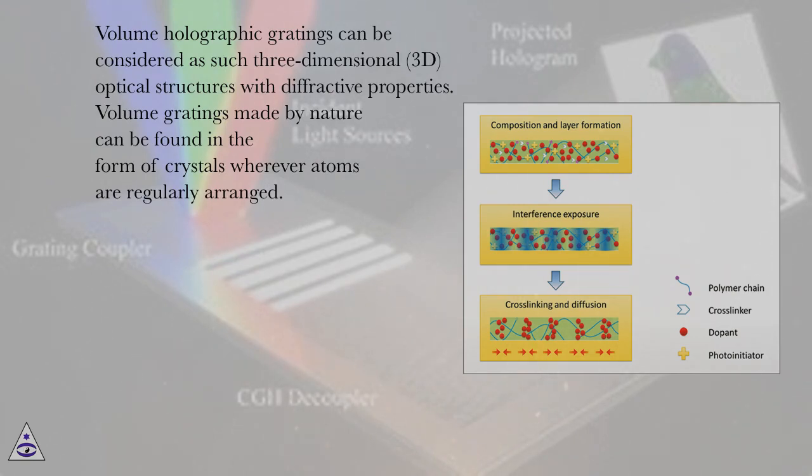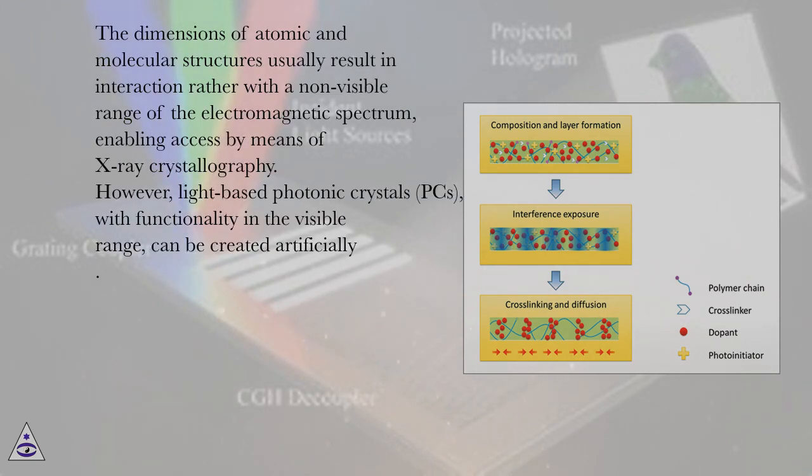Volume gratings made by nature can be found in the form of crystals wherever atoms are regularly arranged. The dimensions of atomic and molecular structures usually result in interaction rather with a non-visible range of the electromagnetic spectrum, enabling access by means of X-ray crystallography. However, light-based photonic crystals, PCs, with functionality in the visible range, can be created artificially.